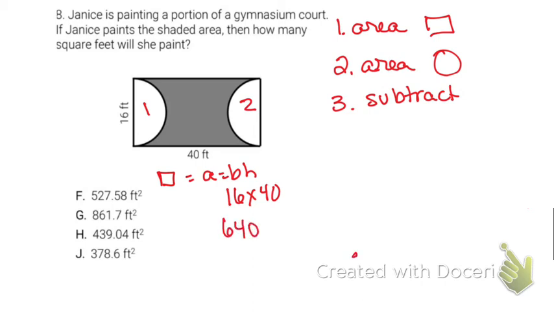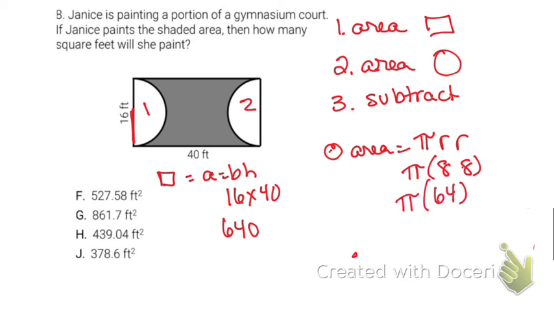Now I have 2 half circles. So I'm going to take the area of a circle. It is pi times radius times radius. That's pi r squared. My radius was halfway across the circle, so it's 8. 8 times 8 times pi was 64 times pi. Well, if I tried to do this and say 64 times 3, I would get 192. If I did 64 times 3.14, which is still an estimate, I would get 200.96. But 640 minus 200 would be 440.